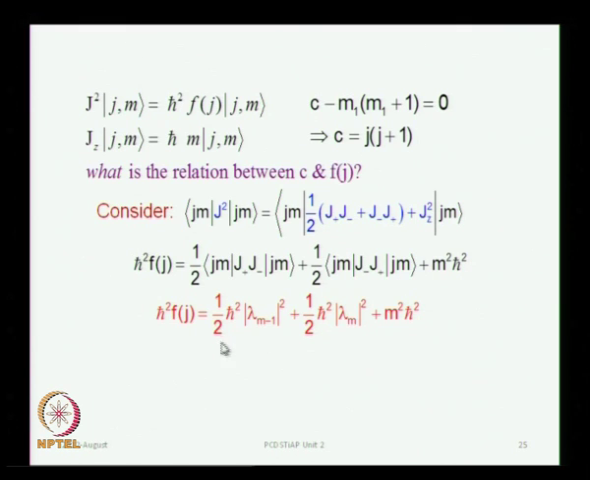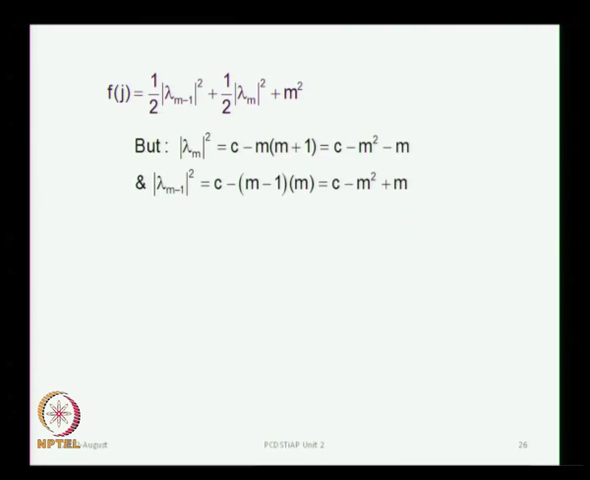Now, all you have to do is to cancel h cross square, which appears in all the terms, which connects the eigenvalue f to the lambdas, and the lambdas we know, because the lambdas are in terms of C's. Okay? So, lambda m minus 1 square is C minus m square plus m, and lambda m square is C minus m square minus m. So, you put these right hand sides over here, and you find that Fj must be equal to C, which we already know is equal to J into J plus 1.